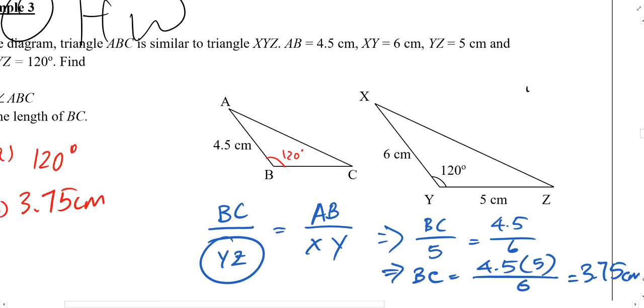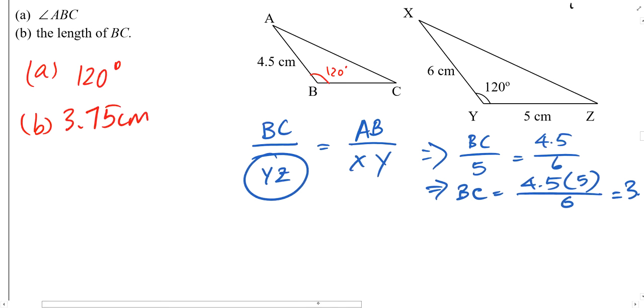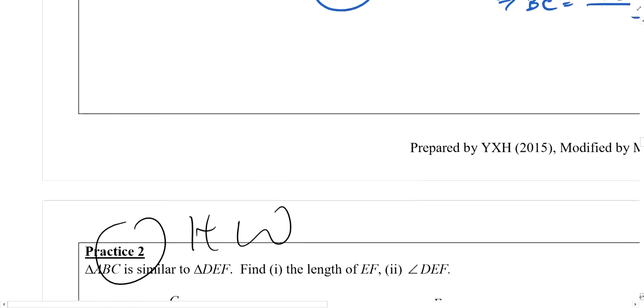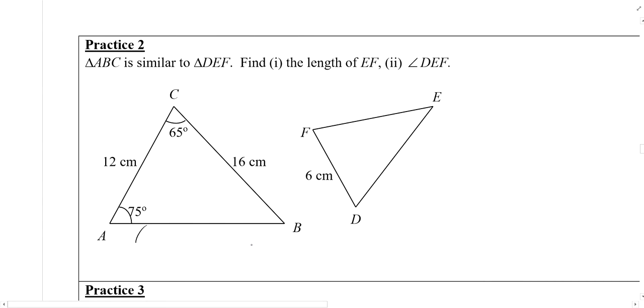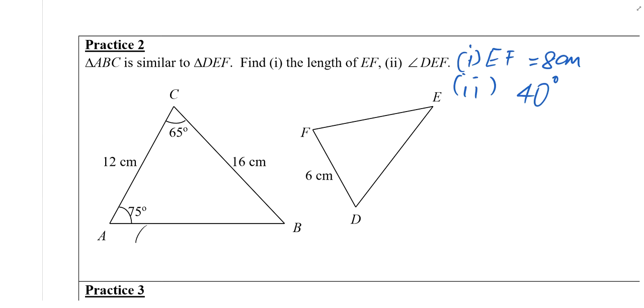Can? Alright, this is also your homework. Part 1, EF is 8 cm. Part 2, 40 degrees. Anybody needs me to go through? Part 1, anybody? Please do your self-marking. Part 2, anybody? None.